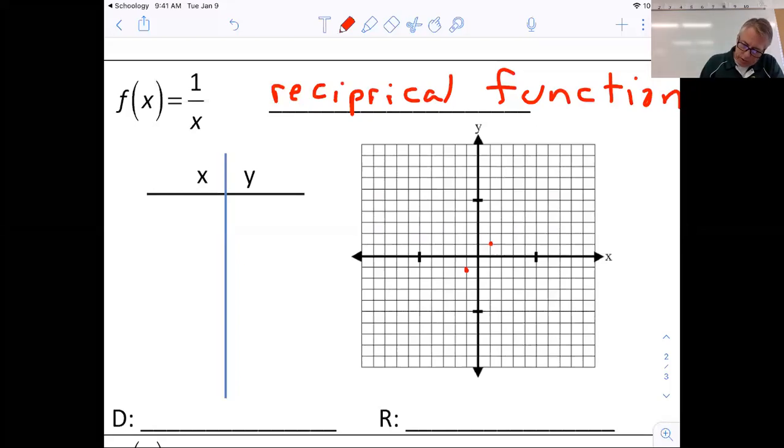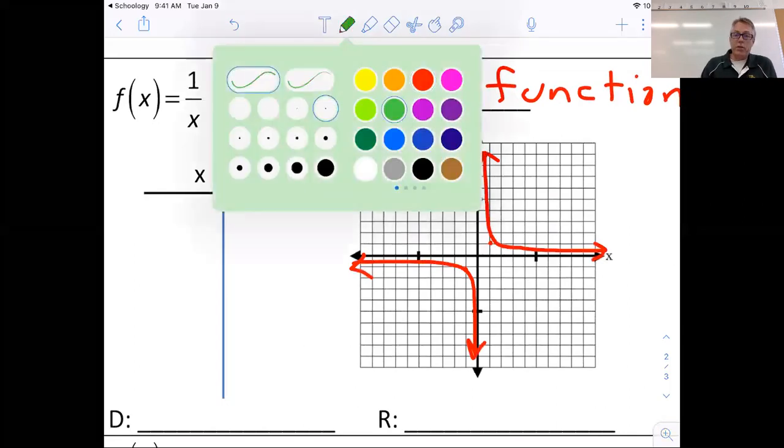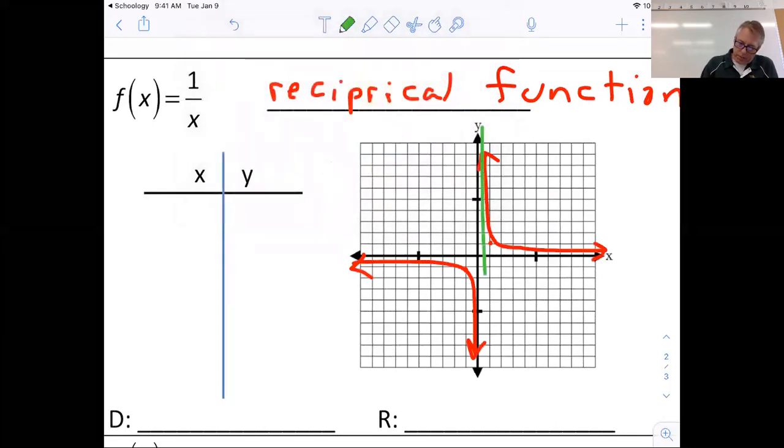So what that function actually looks like is it has what's called a vertical asymptote and a horizontal asymptote on both parts of it. Now, I'm going to erase these green lines in a second, but what that means is it gets infinitely close to this green line, but never touches it. And it gets infinitely close to this green line, but it never touches it.